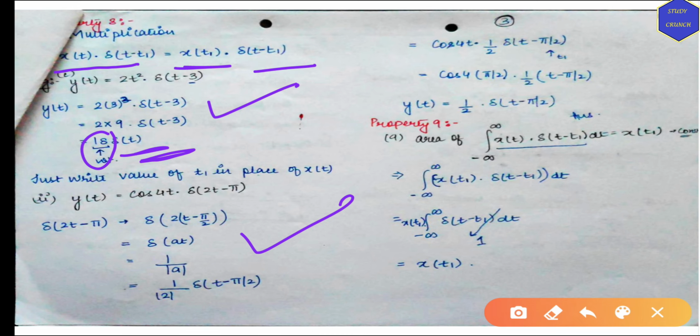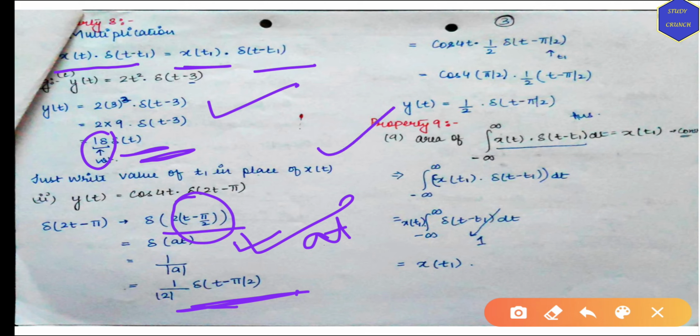Now the value of y(t) is equal to cos of 4t into delta of 2t minus pi. We know that t minus pi by 2 is equal to t. Then this part will become 8. When we write this part as 8, then this will be equal to 1 by 2, that is 1 by the magnitude of 2, into delta of t minus pi by 2. This was the property number 7.